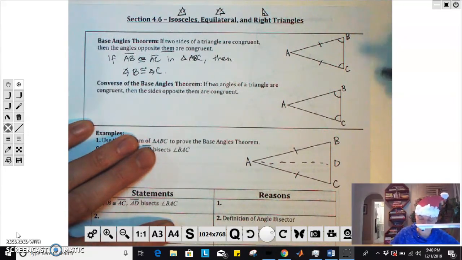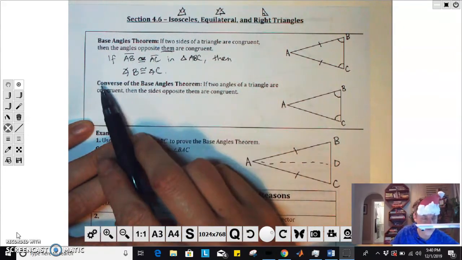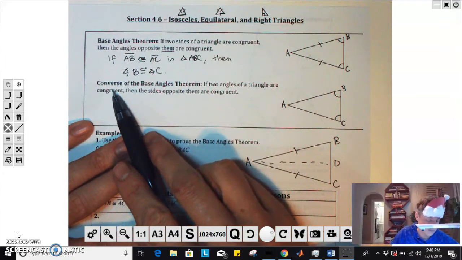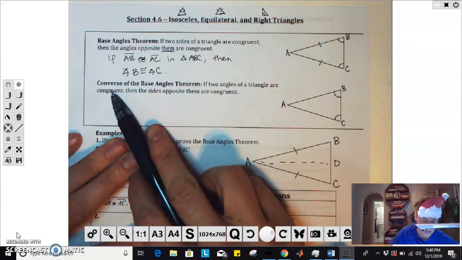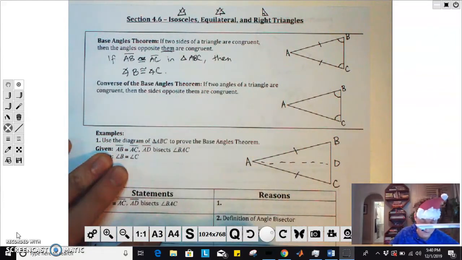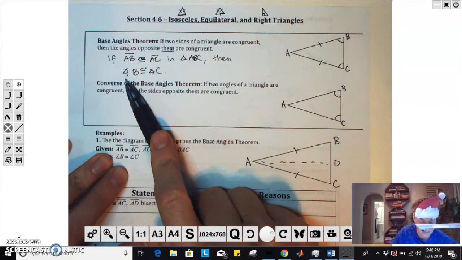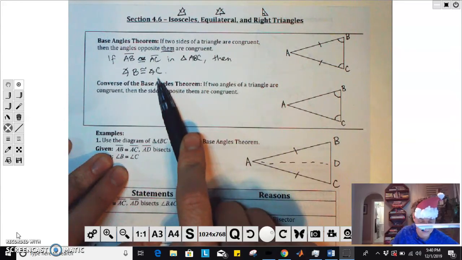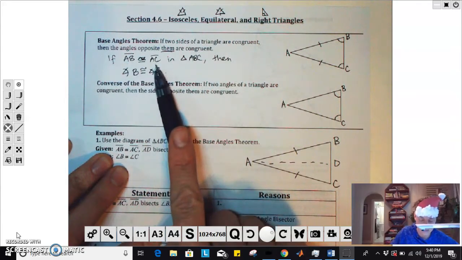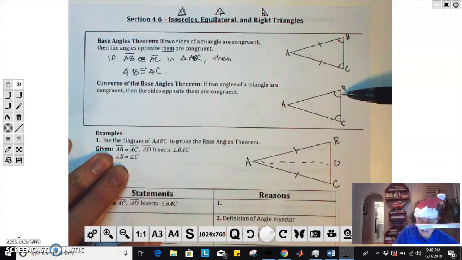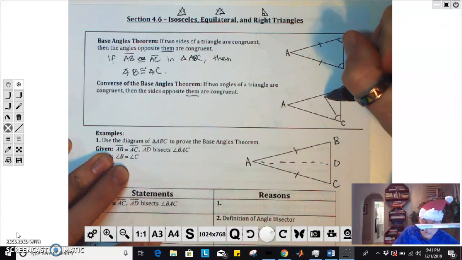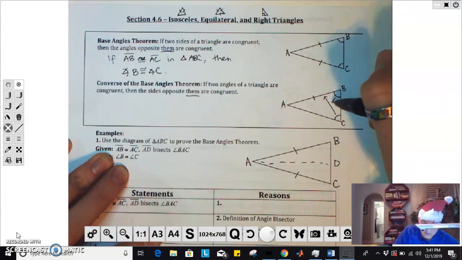Genius. Alright, we know that converse means you flip it. So we're going to take this sentence up here and flip it to get the converse of the base angles theorem. So we're going to say if angle B is congruent to angle C, then segment AB will be congruent to segment AC, right? If two angles of a triangle are congruent, like B and C are congruent, then the sides opposite those two angles are also congruent.